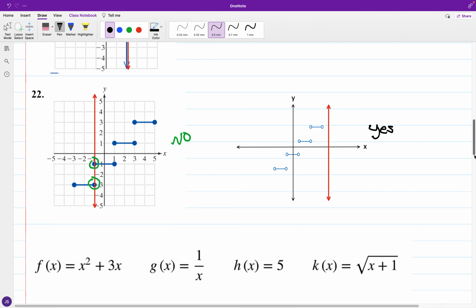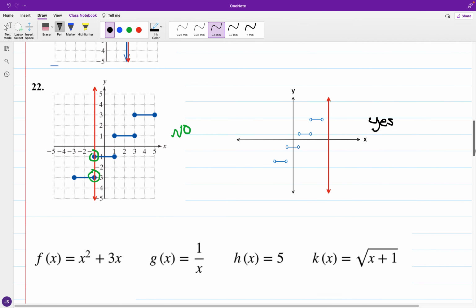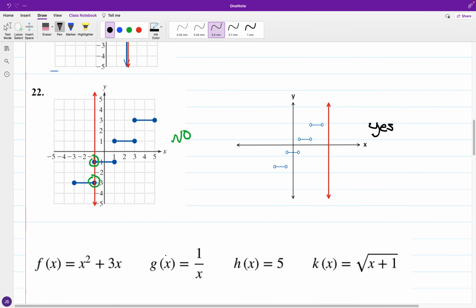Now, crossing over to looking at functional values and expressions, we have four functions in the form f of x, g of x, h of x, and k of x. f of x is a quadratic function set equal to x squared plus 3x. g of x is a reciprocal function, 1 over x. And h of x is just a constant function where h of x is equal to 5, which is another way of saying that y is equal to 5.